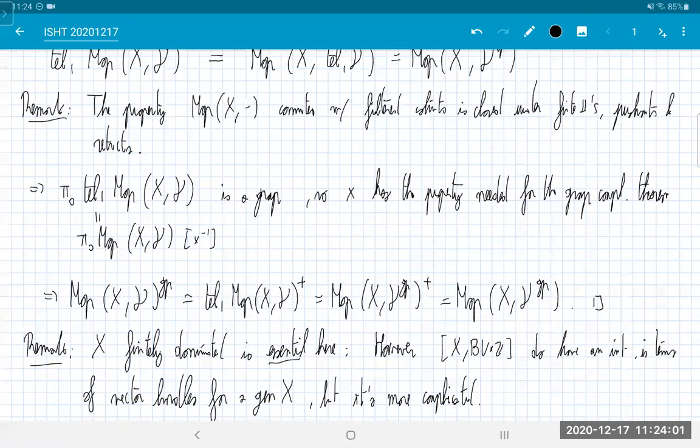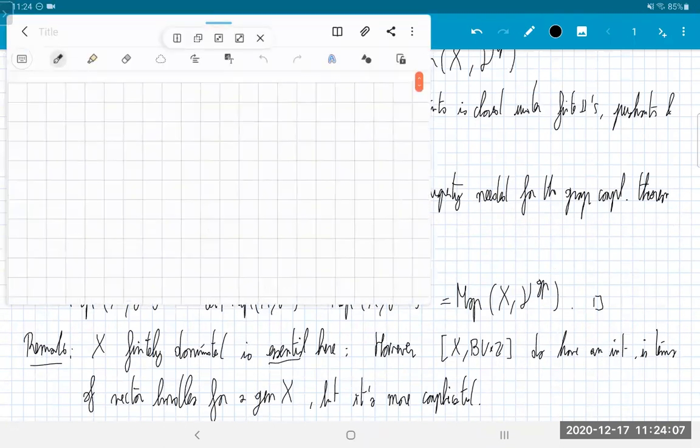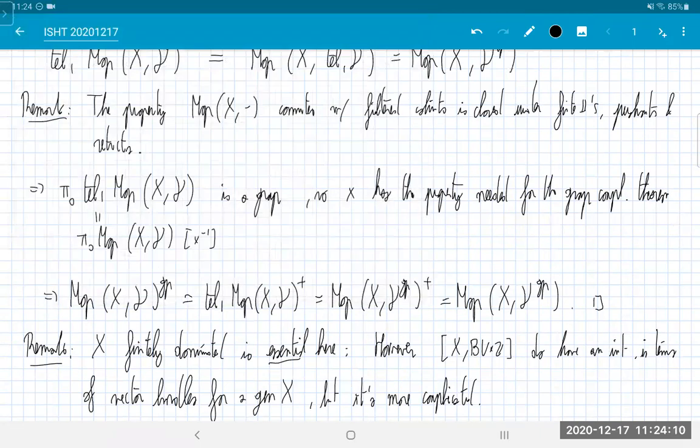By the way, maybe I should mention this fact that X has the property needed for the group completion theorem. You can actually prove it directly if you want. If you remember, last time I did something like over a compact space, every vector bundle has a complement, you can always embed it into a trivial vector bundle, and every finitely dominated space is always compact because it's a retract of a finite CW complex, which is compact. So you can actually do it by hand.